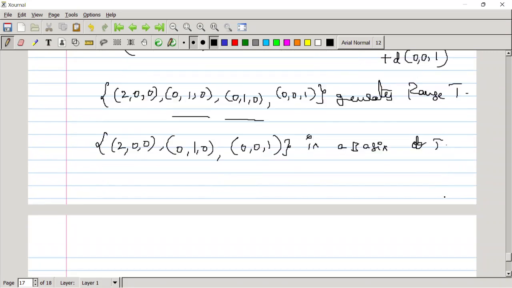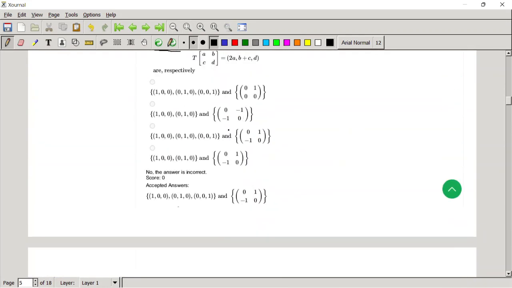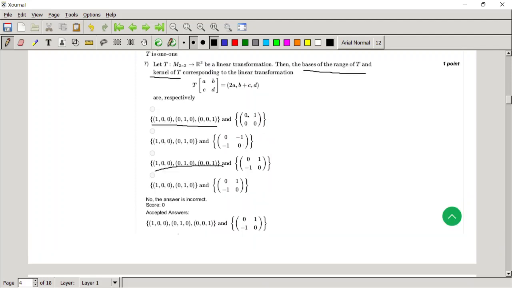This is one basis of the range of T, but in the given options this set is not there, you can check that. Actually this set is similar to the set we have done. These two sets are the same, but of course we also have to see about the kernel. But instead of 1 here we got 2, because whenever a is a scalar, let me explain how it is.